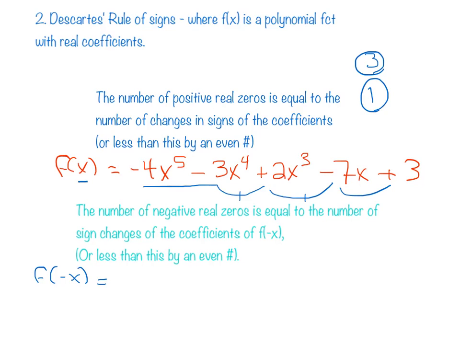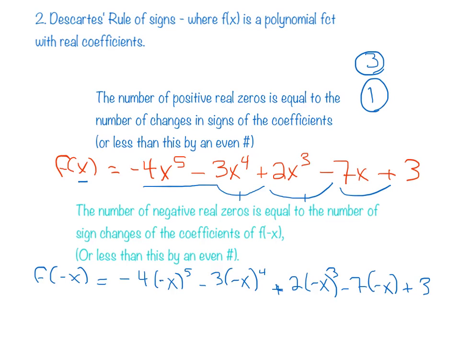And then we have to simplify and clean things up a little bit. So negative 4 times negative x raised to the 5th power, minus 3 times negative x raised to the 4th power, plus 2 times negative x to the 3rd, minus 7 times negative x plus 3.